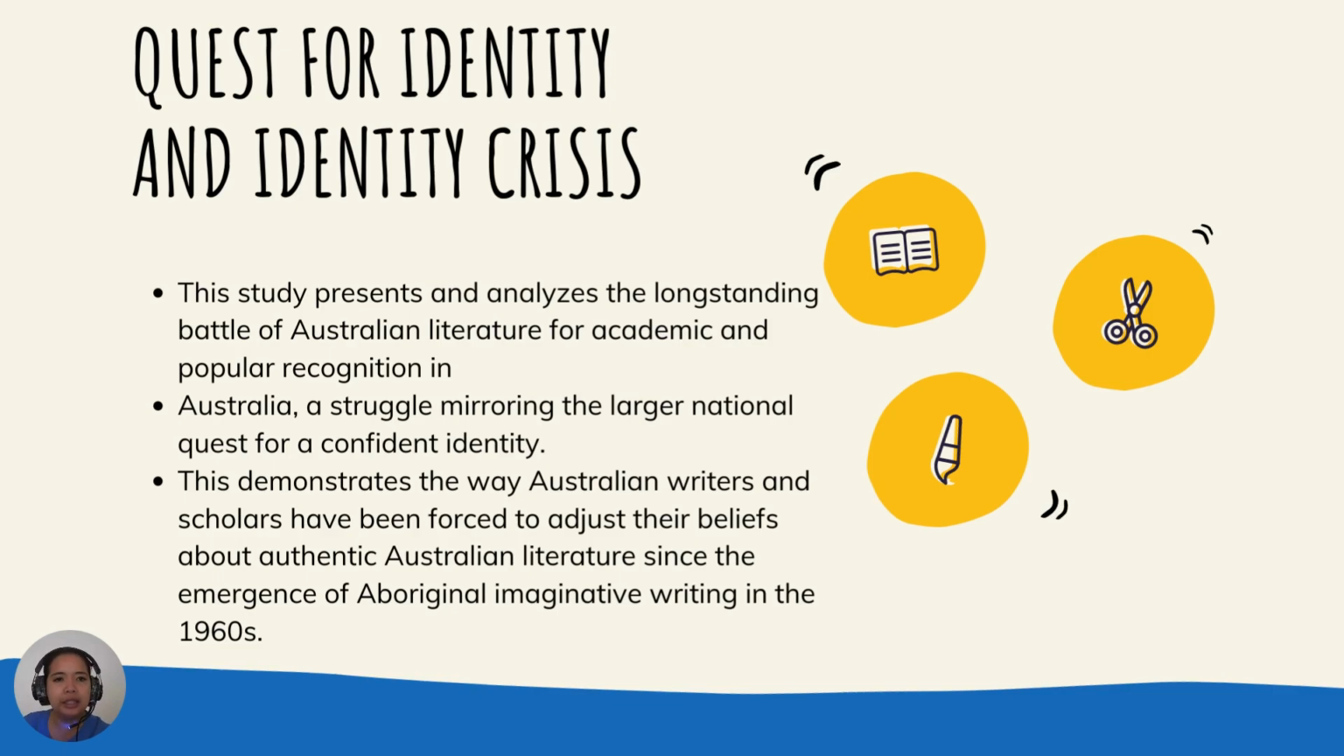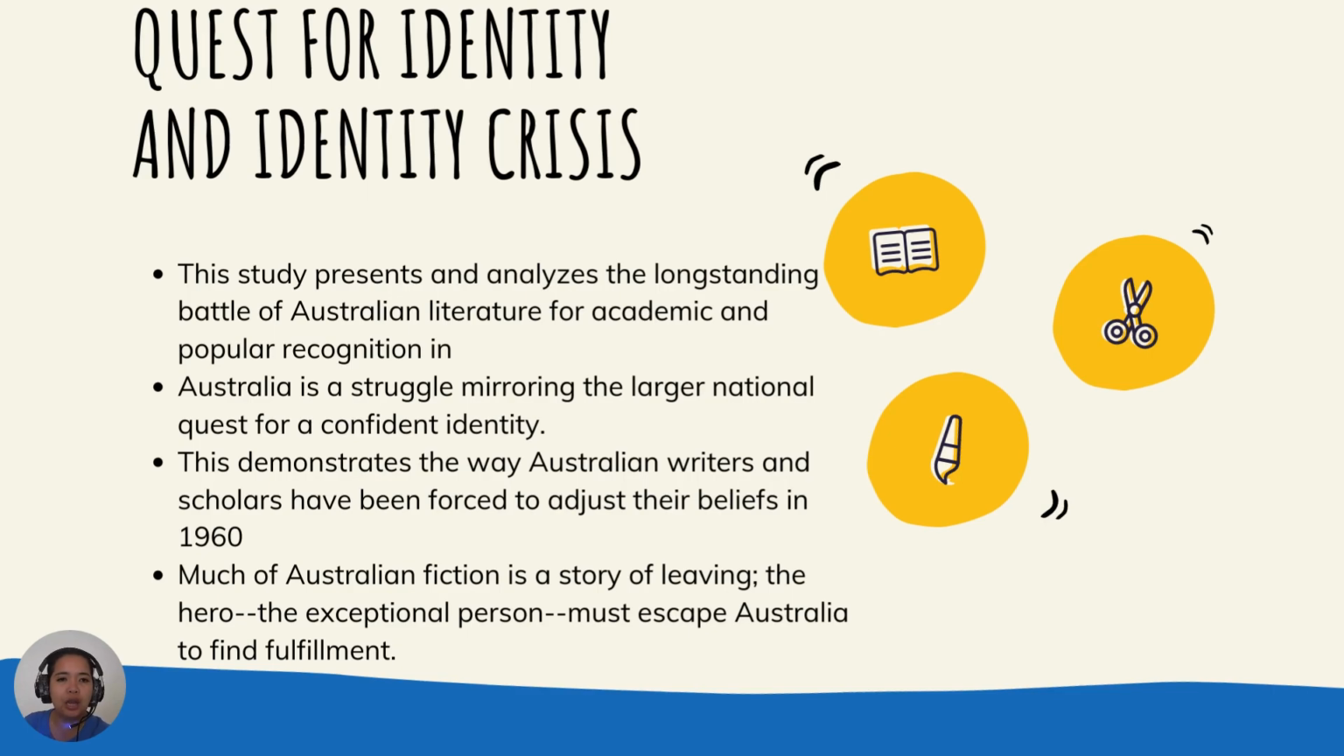Another is about the quest for identity and identity crisis. This is a theme where they try to demonstrate the identity of Aboriginal people, and they try to look into the authenticity of the life of Australian people. So to really look into their identities and their beliefs and traditions and the authenticity of life. They also present and analyze some literature for academic and popular recognition through a larger national quest for confident identity. So that one is adjusting their beliefs.